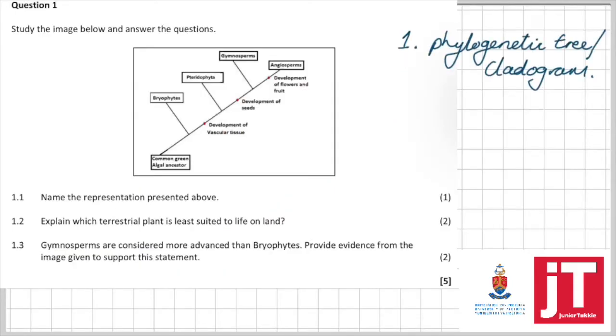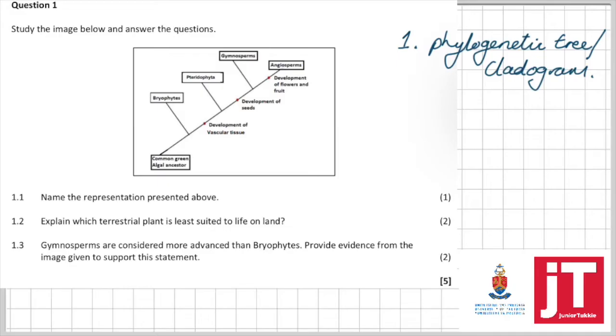So first question 1.1, name the representation presented above. So this type of diagram we refer to as a phylogenetic tree or a cladogram. So basically this diagram shows evolutionary relationships between organisms. And in this case, we're looking at the evolutionary relationships between these classifications of plants.